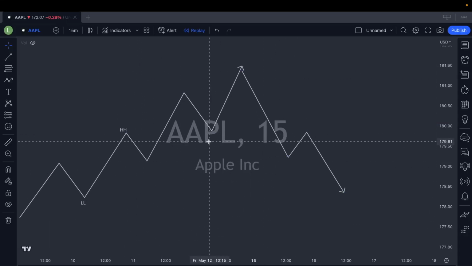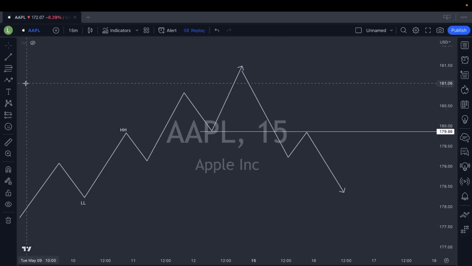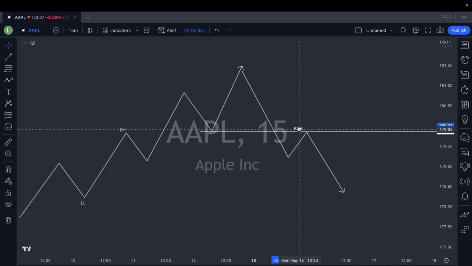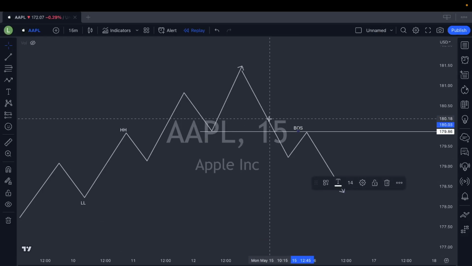So you have your higher highs and your higher lows. And then this would be your breaker structure. This is why I always mark these lines like this, because that would be your breaker structure. Boom, you call this your BOS, your breaker structure, like so. Right, so that's your breaker structure from an uptrend going into a downtrend.